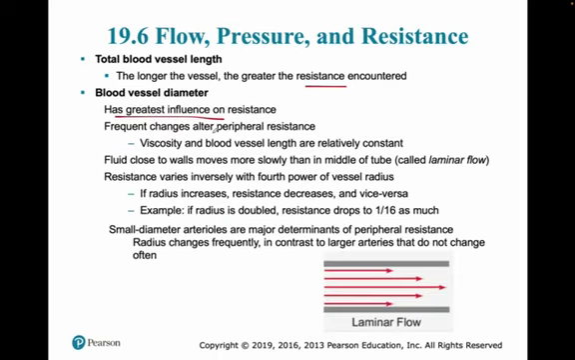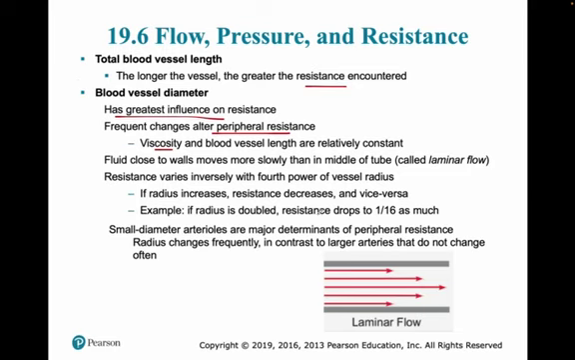So this frequently alters the peripheral resistance. Although viscosity in one person is typically constant, and blood vessel lengths obviously don't change as such, what actually influences the blood flow is the diameter of the vessels.